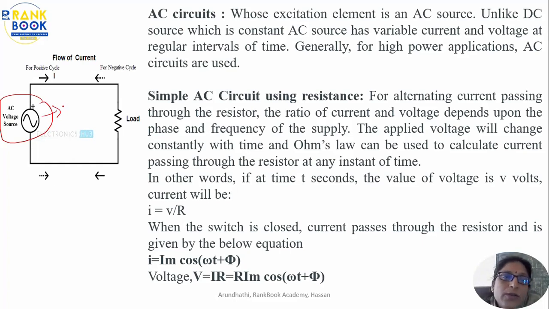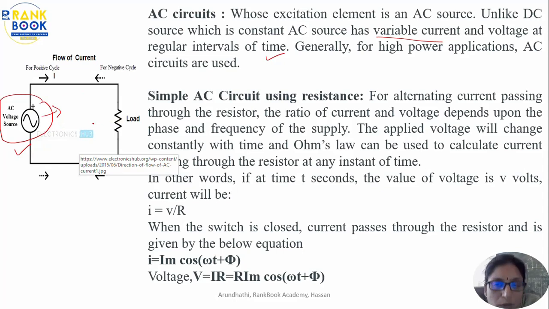Unlike a DC source, which is a constant, an AC source has variable current and voltage at regular intervals of time. Generally, these AC circuits are used in high power applications. And this is a simple circuit, which consists of a voltage source, and this is the representation of alternating current passing through the resistor.